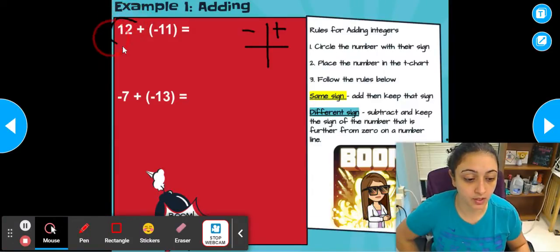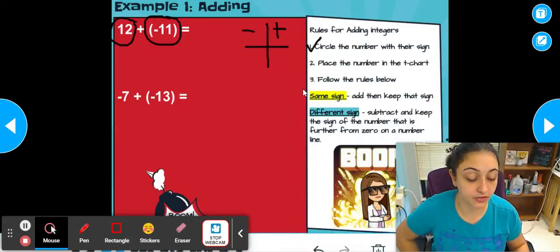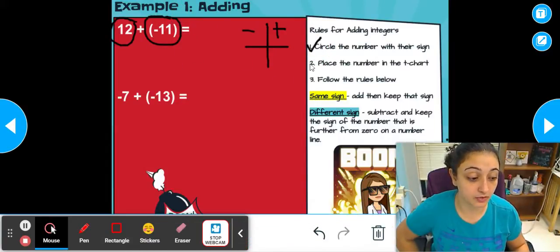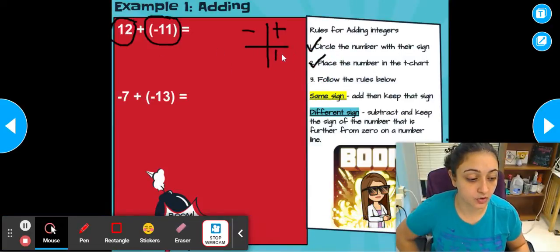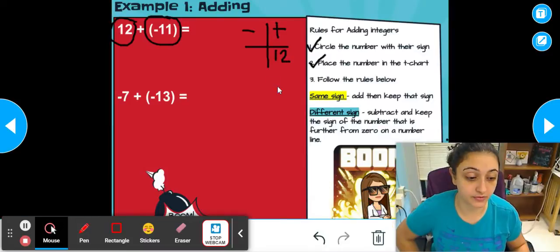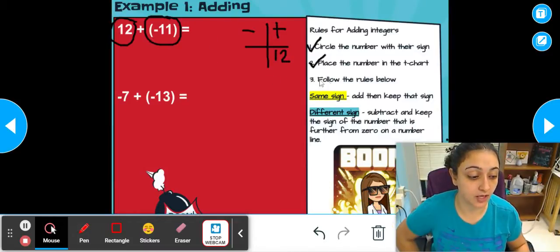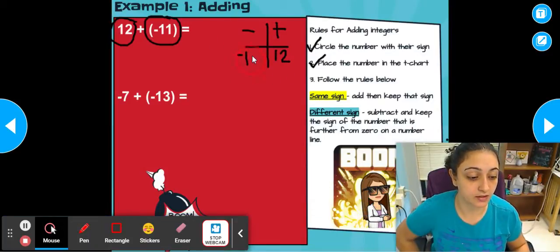And so the first thing we do is to begin to look at the integers that we have in the problem, and I will circle them with their signs. That's the first step: circle the number with its sign. Then I place the numbers on the t-chart. This is a positive 12, so I put the 12 on the positive side, and negative 11 I put on the negative side.